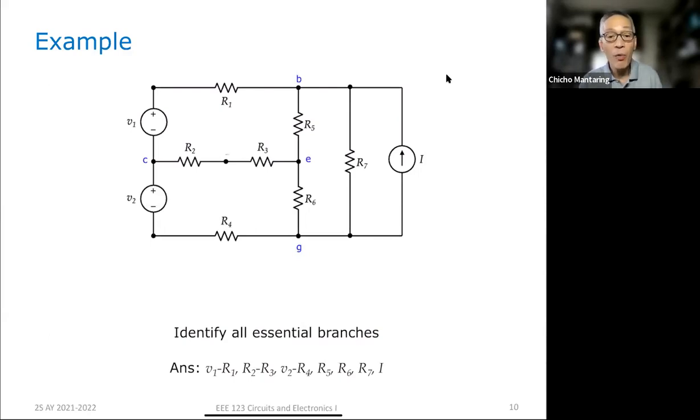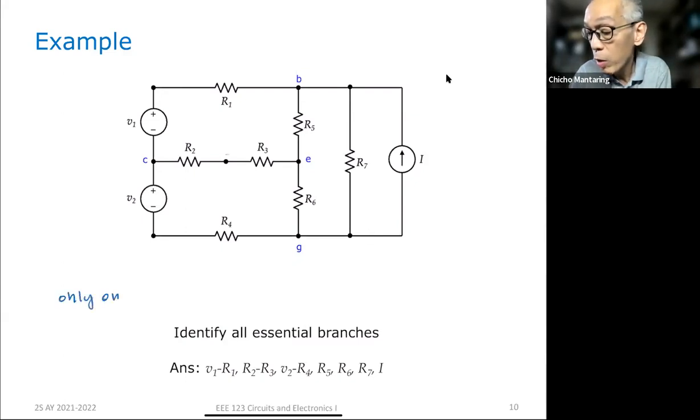Okay. Now, why do we want to differentiate essential branches from branches? Because when we're defining our unknowns, there's only one current flowing in an essential branch. In other words, I don't have to specify a different variable for the current flowing in B and the current flowing in R1. Iisa lang yan. There's only one current flowing in an essential branch.